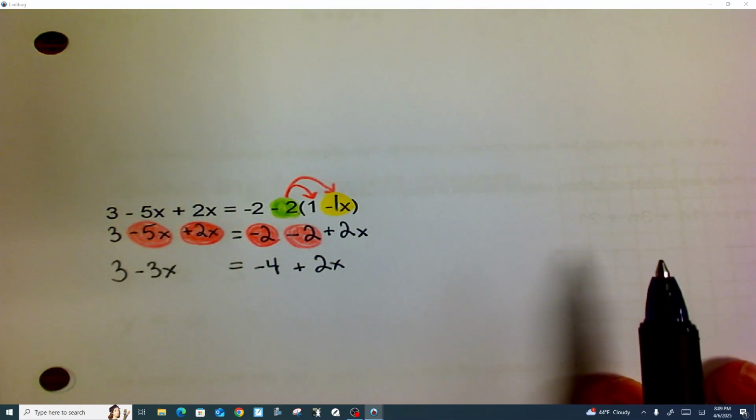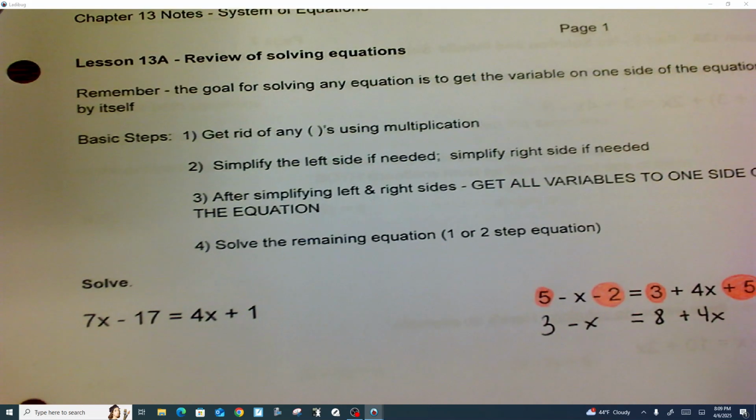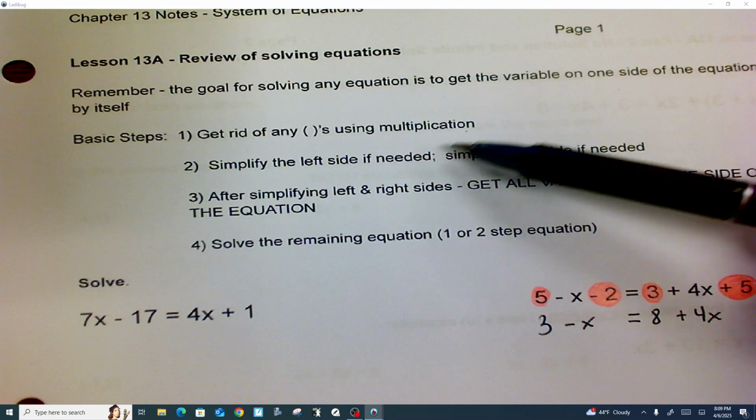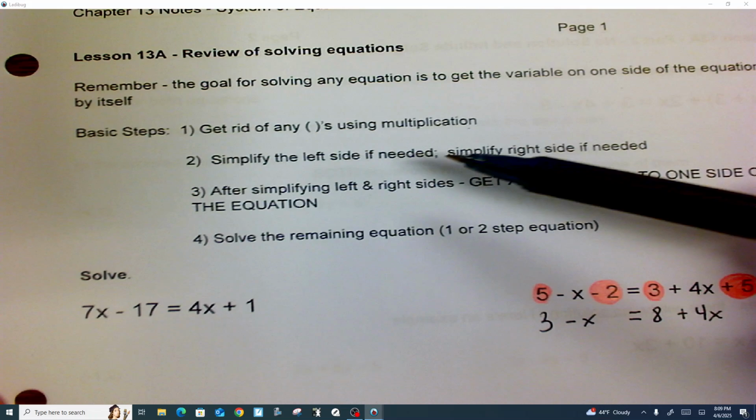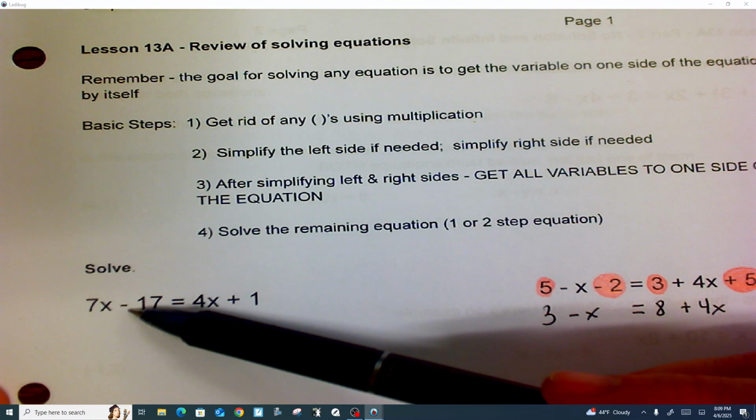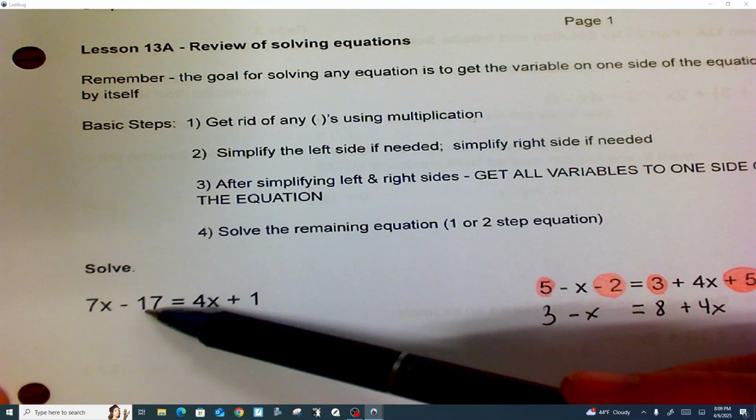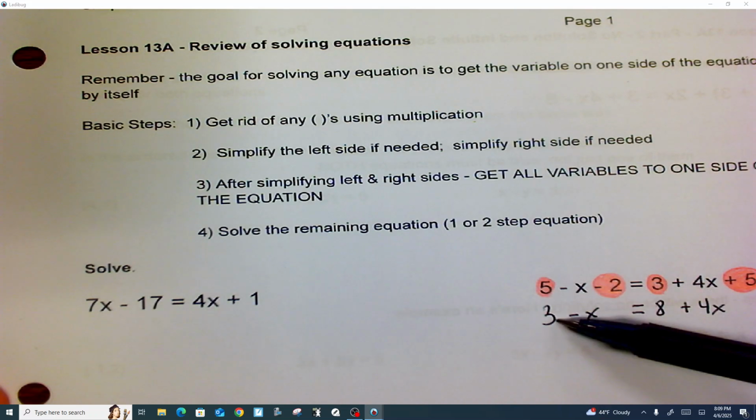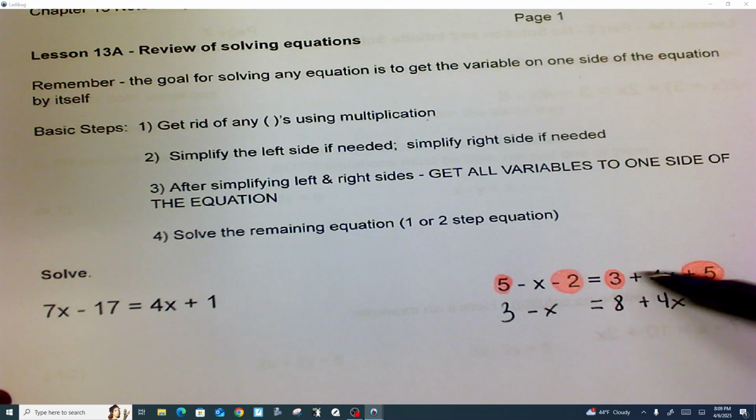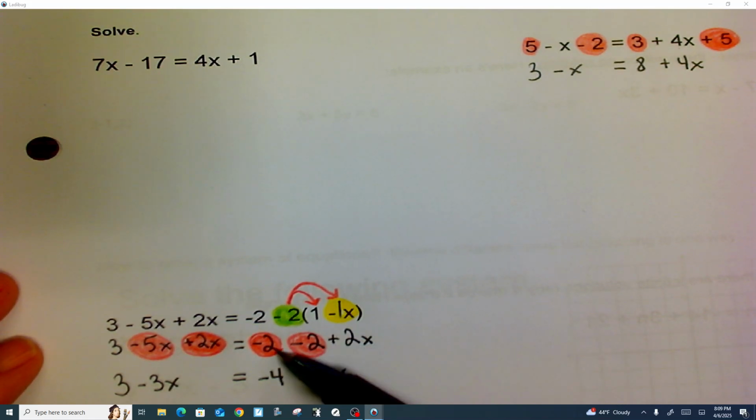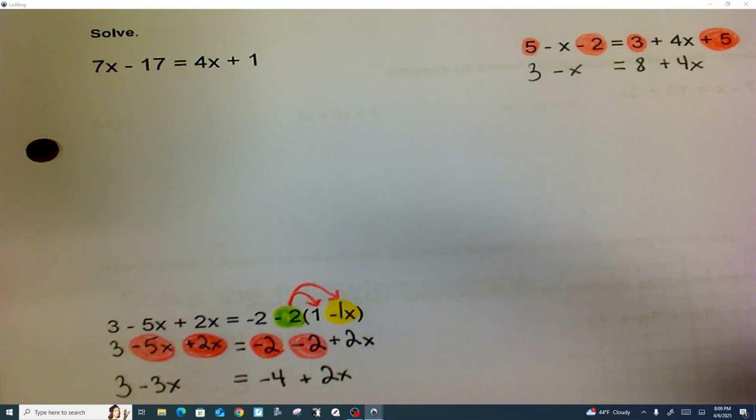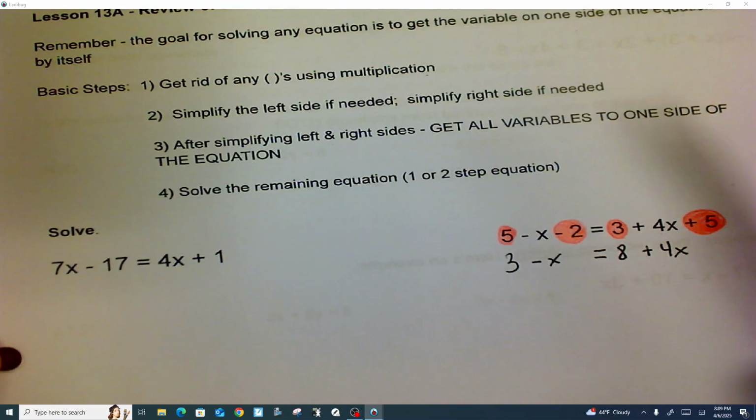So if you look at what we've done on every single equation so far, we got rid of parentheses first, and then we check to see, hey, can I combine anything on the left side? If we can, we do. If we can't, we don't. So the 7x minus 17, we couldn't do anything there. But here, the 5 minus 2 got us 3, right? And over here, the 3 plus 5 got us 8. And over here, the negative 5x plus 2x got us the negative 3x, and the negative 2 minus 2 got us the negative 4. So that's what's happening there.